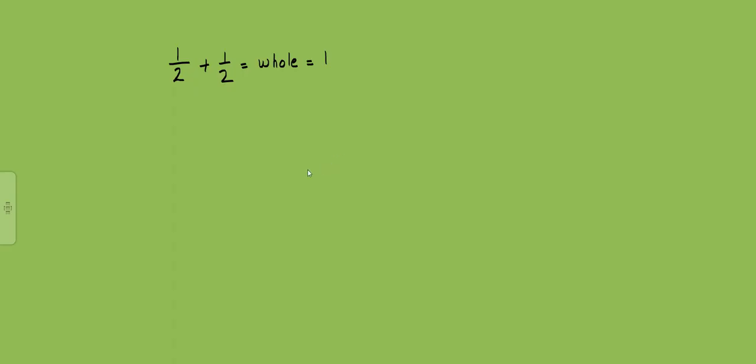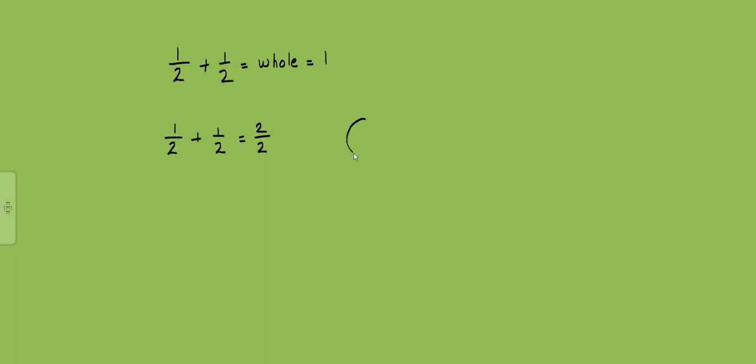Okay, so we've got to try and think, how does that work? How does that help us to understand how to add? Well, let's try and write it a different way. 1/2 plus 1/2 is equal to 2 halves.